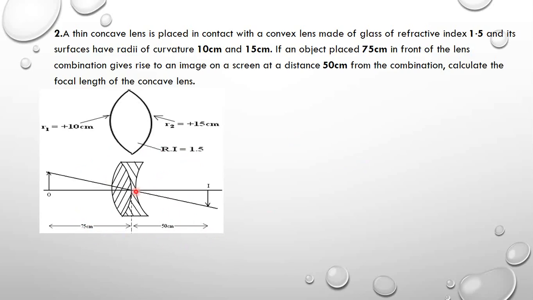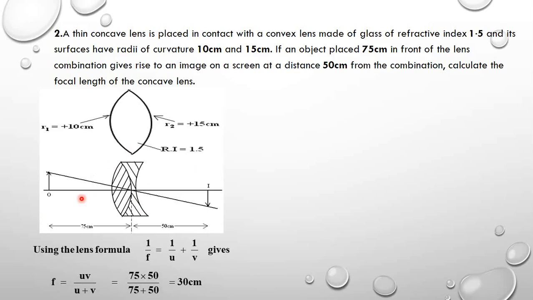So let's get the focal length of the combination, and then we shall use the focal length of the combination to get the focal length of the concave lens, since we can also use this one to get the focal length of the convex lens. So first of all, we shall use this one. Using the lens formula, 1 over F is equal to 1 over U plus 1 over V, we can get the F, that is the focal length of the combination. And when we substitute, U is 75, V is 50, make F the subject, we shall have our F as 30 centimeters, which implies that the focal length of the lens combination is 30 centimeters.